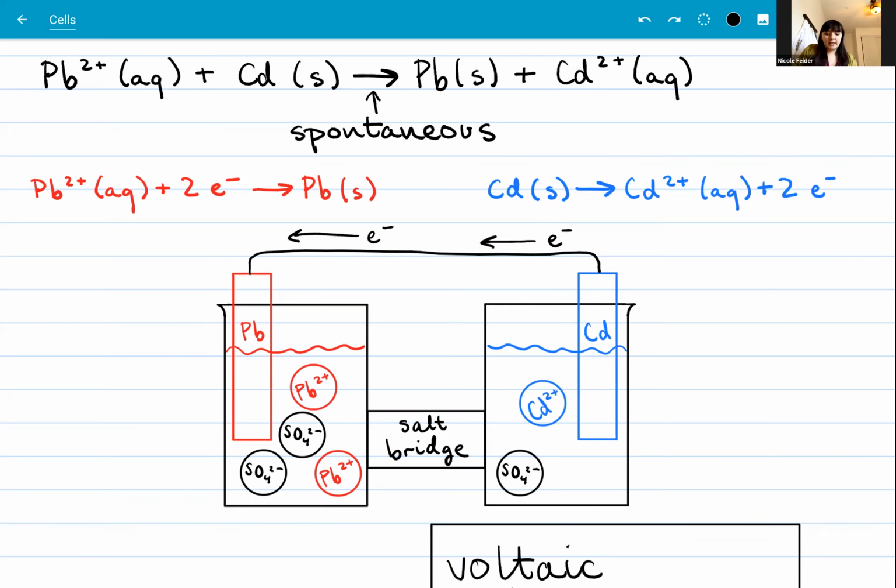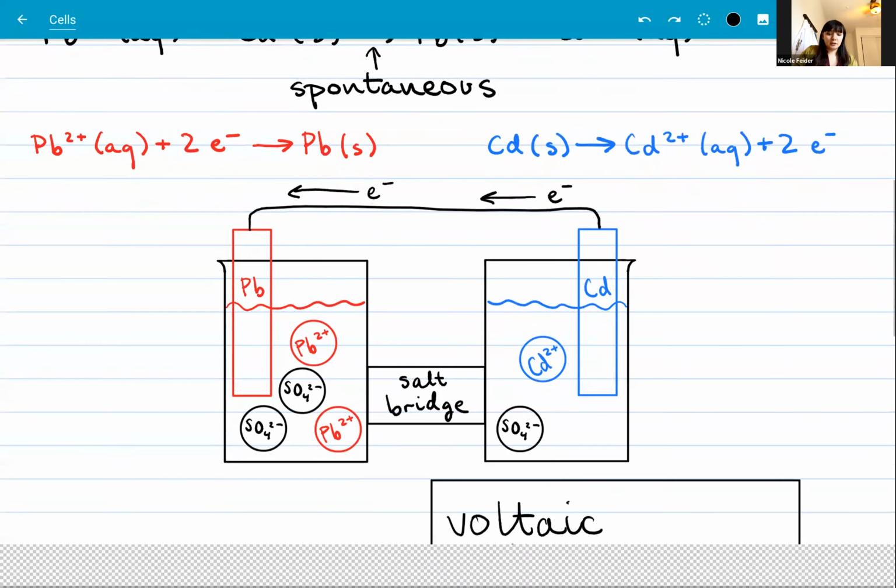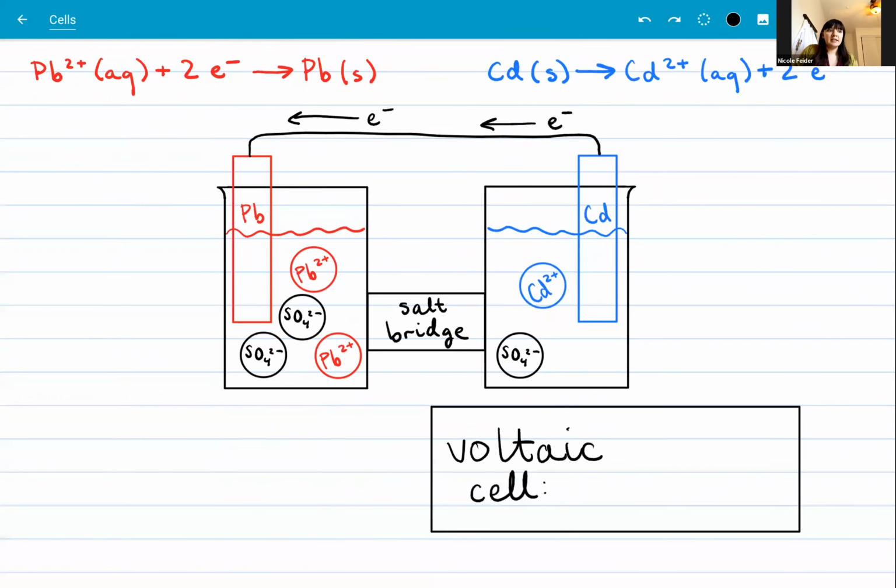Both of the solid metals in an electrochemical cell are called electrodes. Specifically, there is the anode, where oxidation occurs, in this case cadmium, and the cathode, where reduction occurs, i.e. lead. My mnemonic for this one is anode starts with a vowel, oxidation starts with a vowel, and cathode and reduction start with consonants. The electrons will always move from the anode to the cathode. From the anode, because that's a result of oxidation, and to the cathode, so that they're used in the reduction.